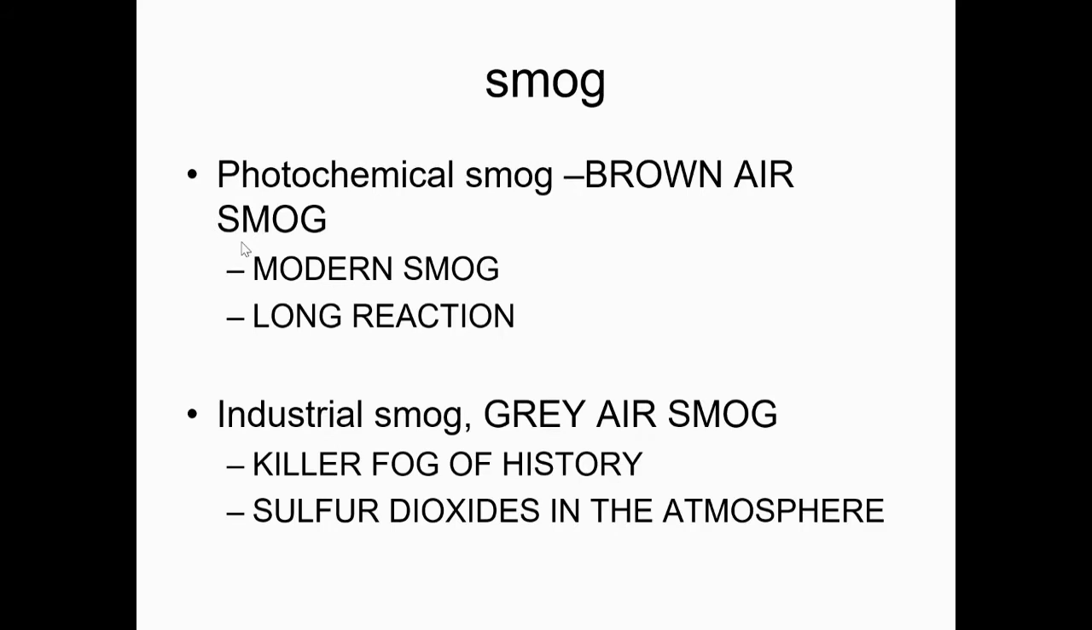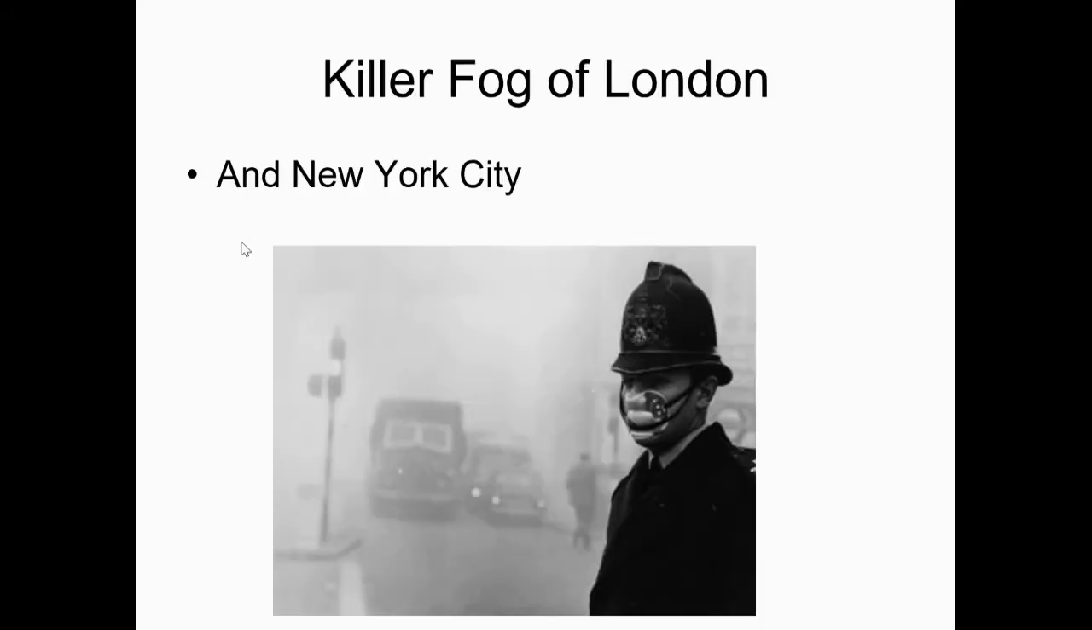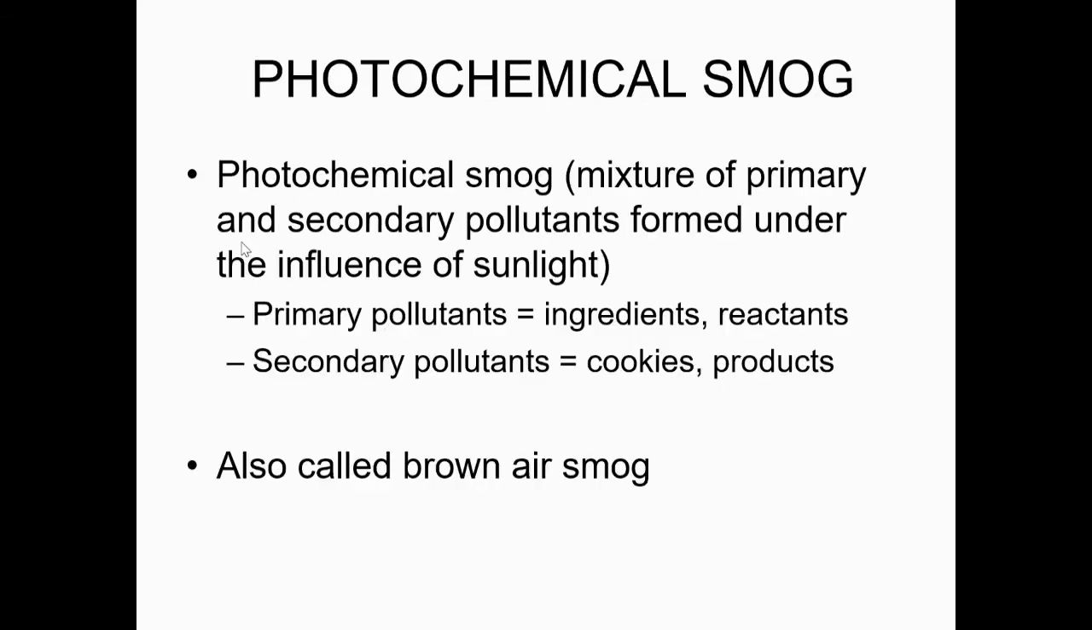Industrial smog is the deadly fog of history that they often talked about, places like London and New York where they were burning so much coal that people were getting sulfuric acid burns inside their lungs. So industrial smog kills you fast. Photochemical smog kills you slow. Here in Fort Collins in the Front Range, we have a major problem with photochemical smog. So the killer fog of London and New York City was from burning coal in small fireplaces in people's homes.